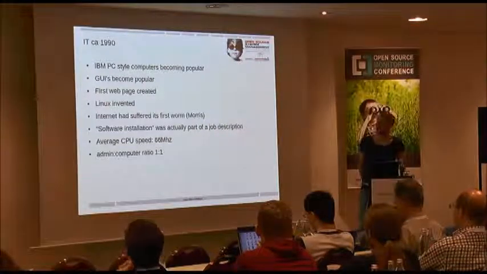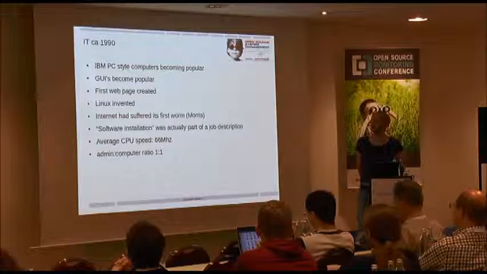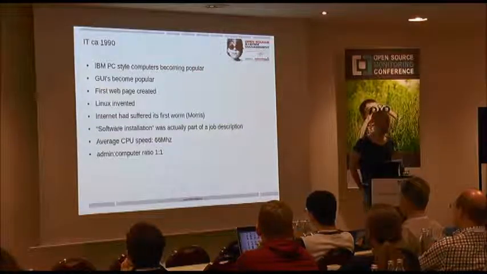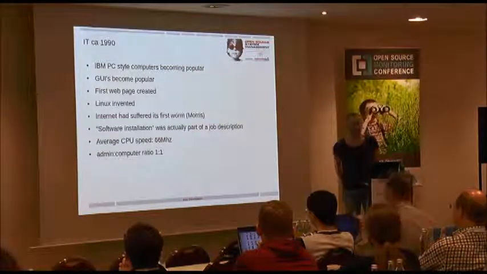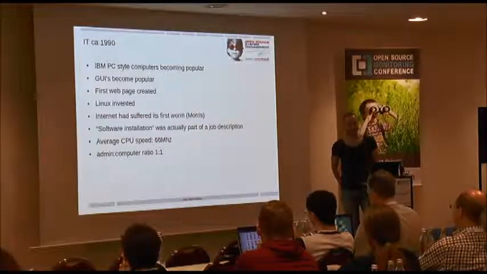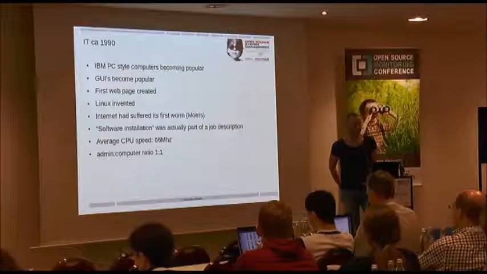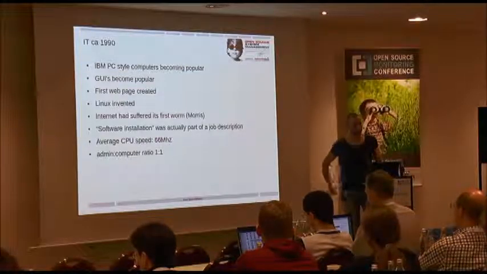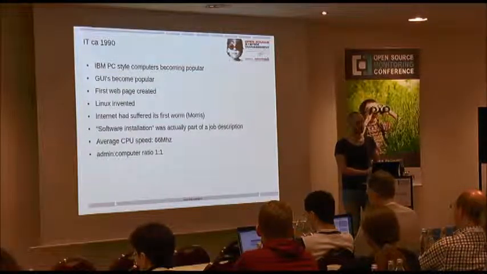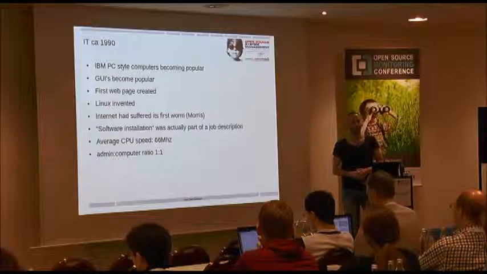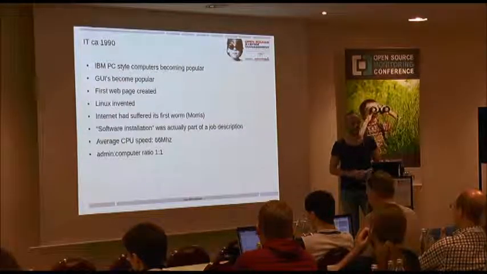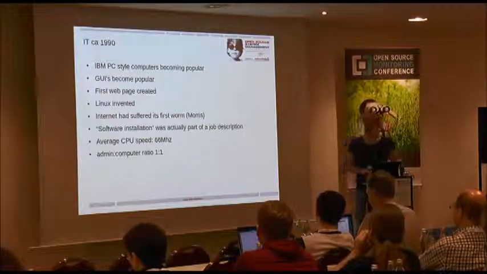Linux was invented in 1991, and the internet had suffered its first worm already, called the Morris worm. It came in 1988 and infected like 84% of the internet. Software installation was actually part of a job description instead of something that computers did on their own, more or less. Average CPU speed was around 66 megahertz.